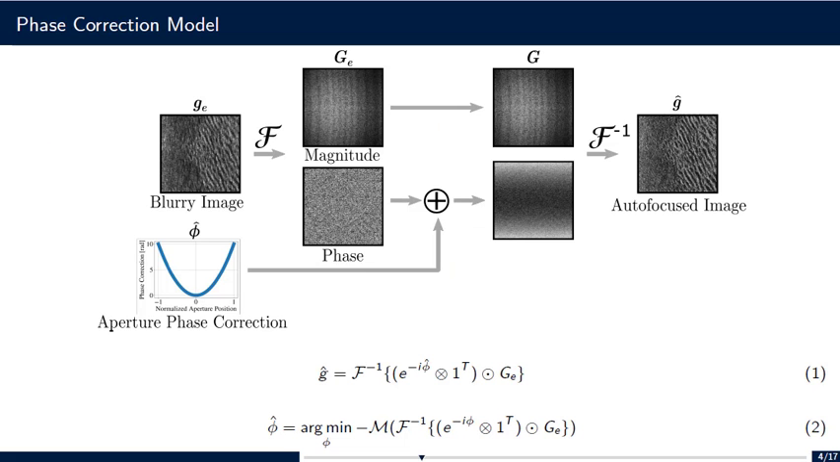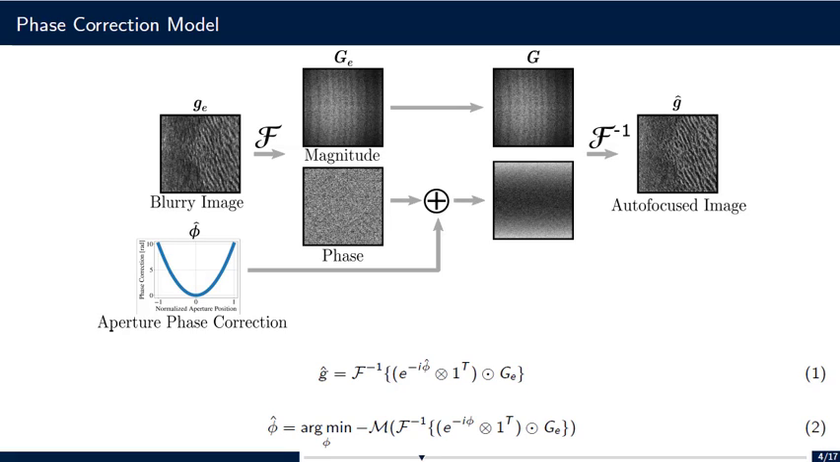So let's take a quick look at the mathematics of this problem in the vein of traditional autofocus methods. Let's assume you are given a blurry image, little g sub e, and the associated phase aperture error estimate which the blur results from. We will call this phi hat. To focus the image, I take the Fourier transform of the input image, which gives me phase and magnitude maps in the k-space. Next, I apply the phase correction along the ky axis, which gives me a new phase map. I then carry over the magnitude map and then inverse Fourier transform to arrive at the autofocused image.